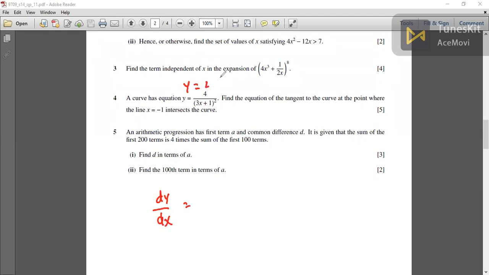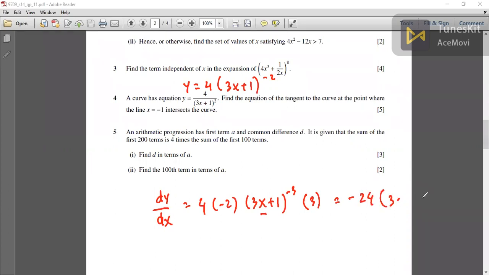Let me put this first: y equals 4 times (3x plus 1) to the power of minus 2. So this is the chain rule. It is 4 times minus 2, (3x plus 1), the power decreased by 1 level to become minus 3, times we differentiate inside the bracket 3x plus 1, so times 3. So we have minus 24 times (3x plus 1) to the power of minus 3.